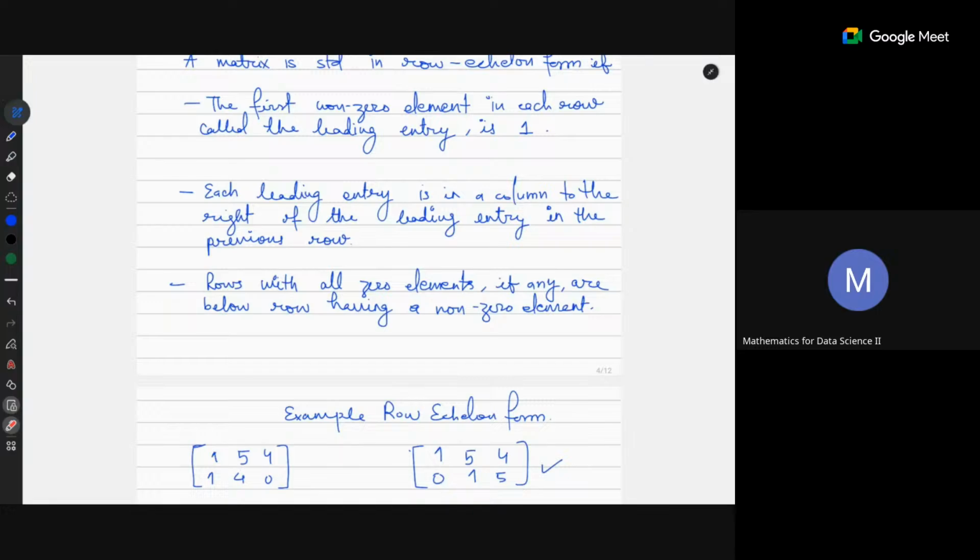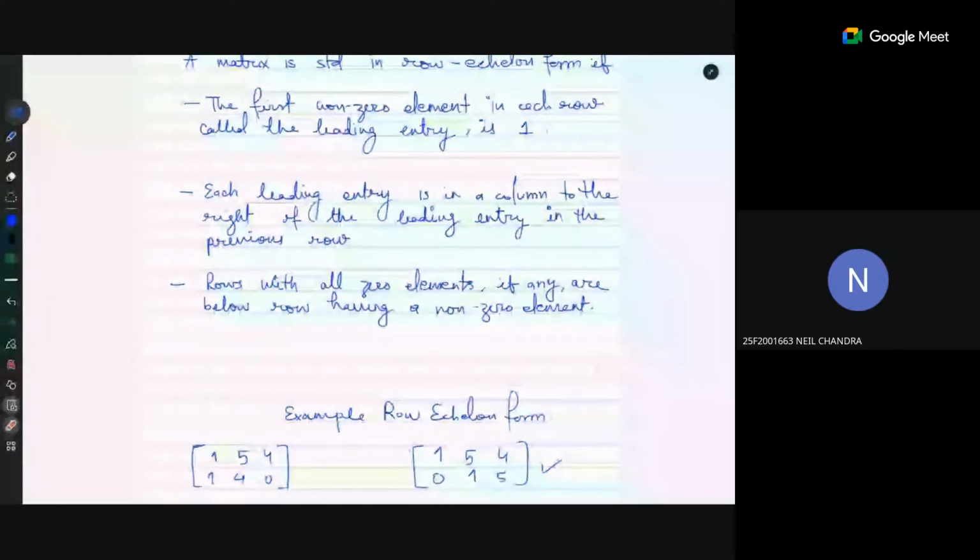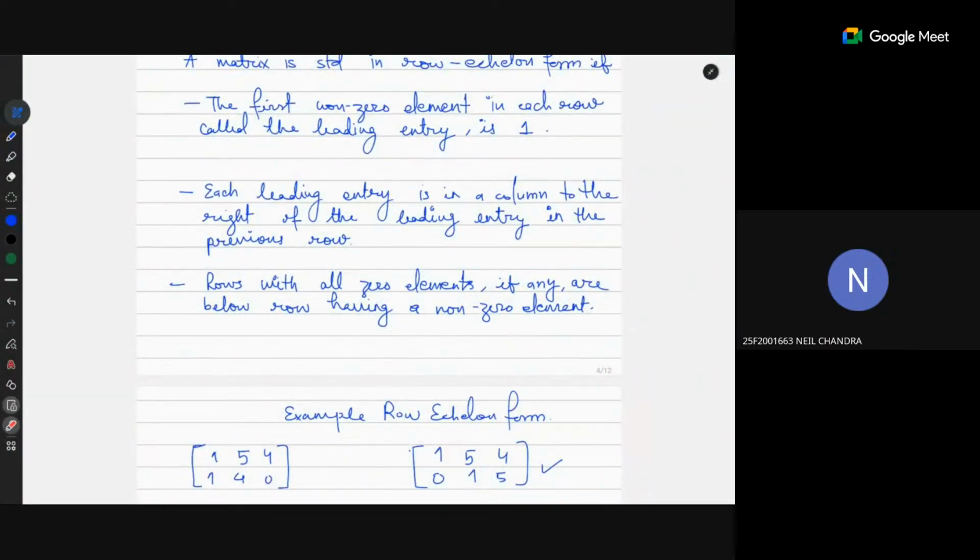Yes, Neil Chandra. Sir, sorry, just one thing I'm confused about. The very first thing we learned is that the leading entry of each row should be 1. In the second row of the latest matrix, 0, 1, 5, the first element is 0. No, the leading entry is the first non-zero element, which is 1.